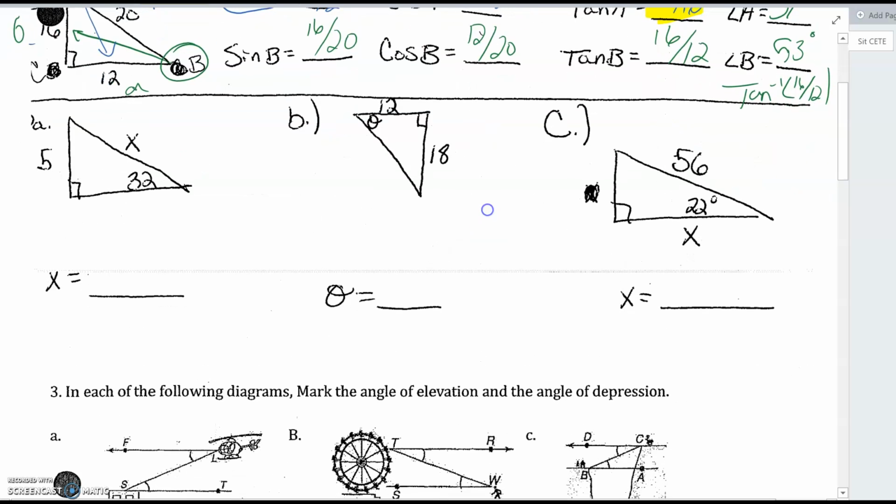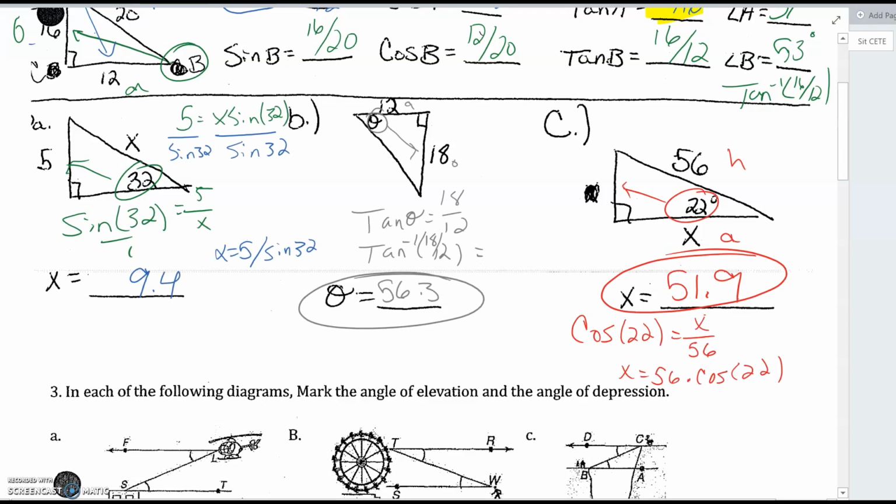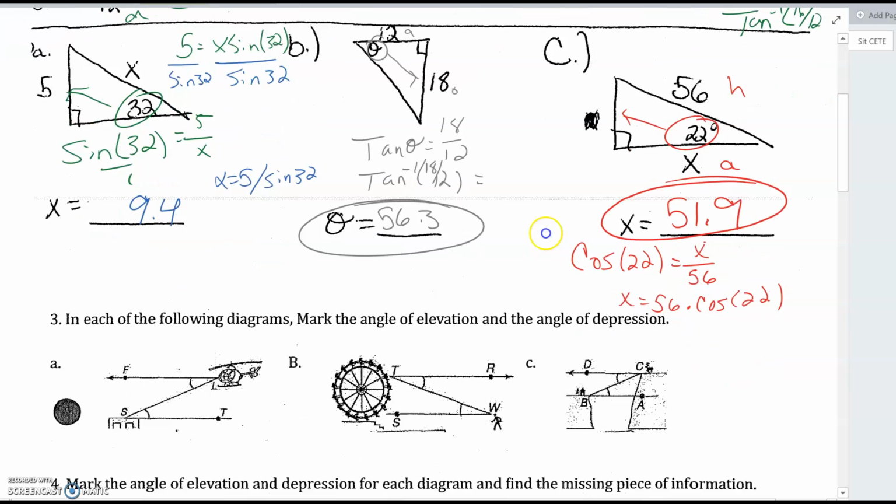All right. Down here, you're just setting them up. Go ahead and solve A, B, and C, and let me know what you get. All right, so for letter A here, it should be sine 32 equals 5 over x, opposite over hypotenuse. You end up dividing, you get 9.4. This one, B, you're solving for an angle, so you do -1, the inverse tangent, because you have opposite and adjacent, 56.3. And this one, you have adjacent hypotenuse, cosine, you end up multiplying, you get 51.9.